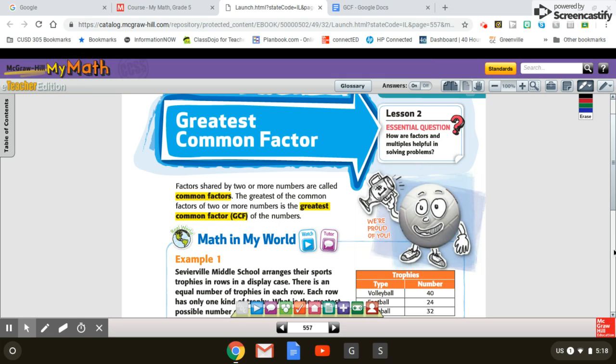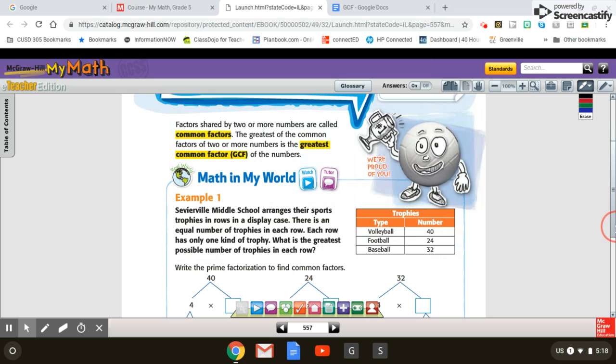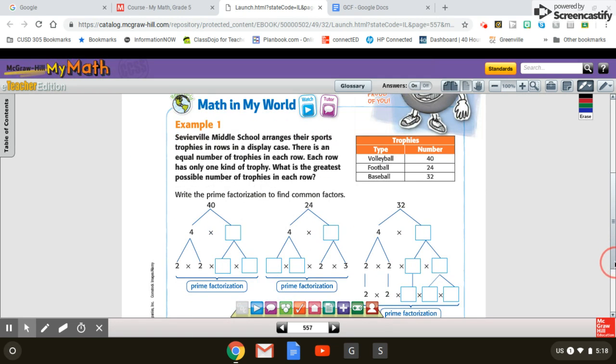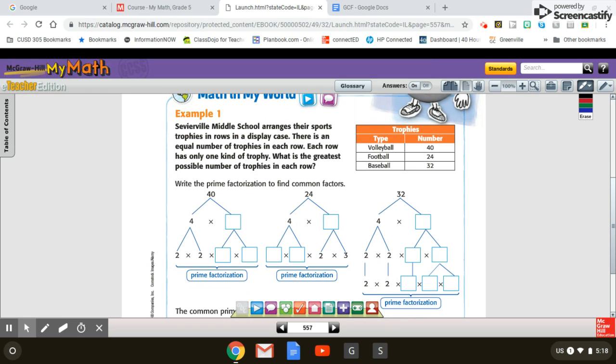Okay, and a factor is just two numbers that you are going to multiply together to get a certain number. Okay, so if we're going to find the greatest common factor, there's a couple ways we can do this. The first way is we're going to use factor trees or prime factorization to find our answers.